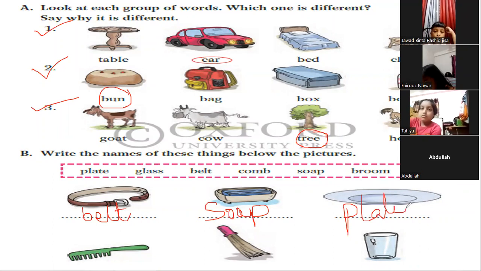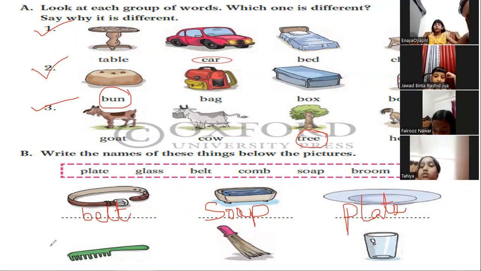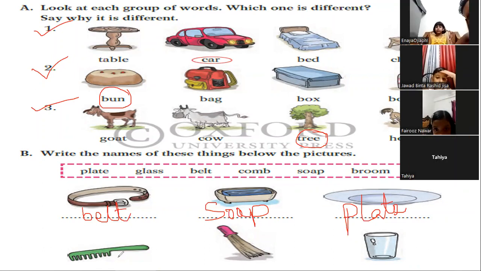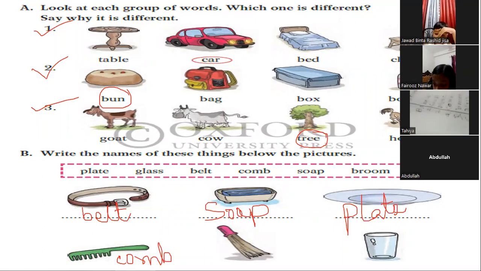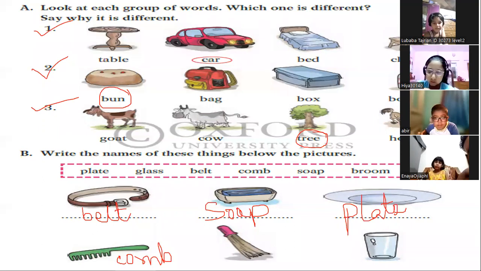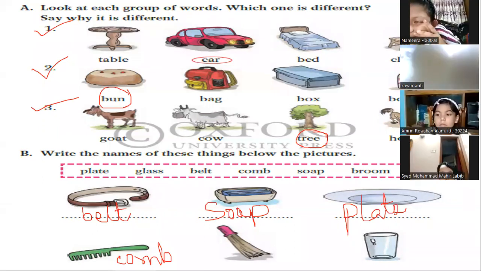Okay. Reshab, what is this picture? This is comb. Yes, it's a comb. Which means bangla amra ki boli etake? Chironi. Yes. Now Namira.